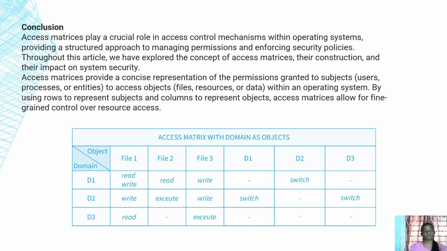So last is the conclusion. We'll see the conclusions on access matrices. The access matrix plays a crucial role in access control mechanisms within operating systems, providing a structured approach to managing permissions and enforcing the security policy. Throughout this article, we have explored the concept of access matrix, its construction, and its impact on system security. Access matrix can provide a consistent representation of permissions that are granted to subjects to access objects within an operating system. We use rows to represent subjects and columns to represent objects. Access matrix allows fine-grained control over resource access. So this is the table for the access matrix with domains and objects.